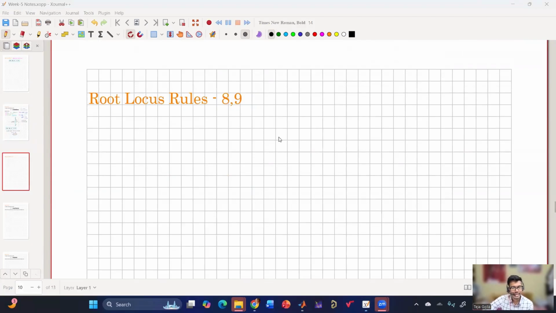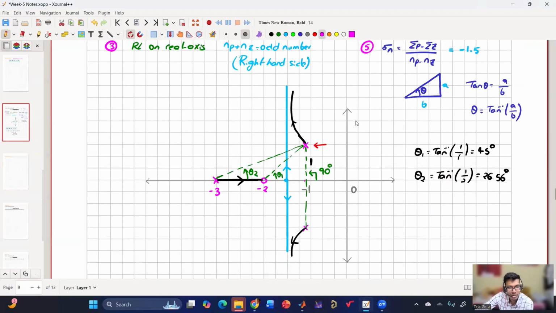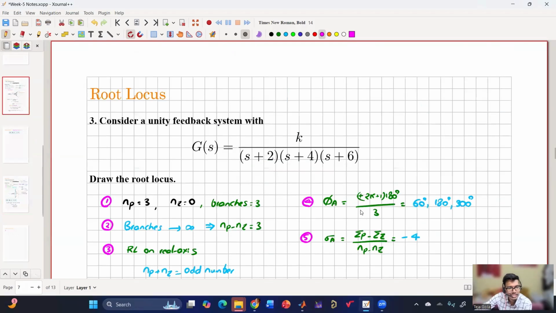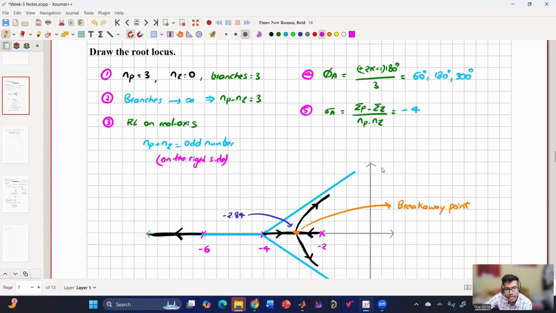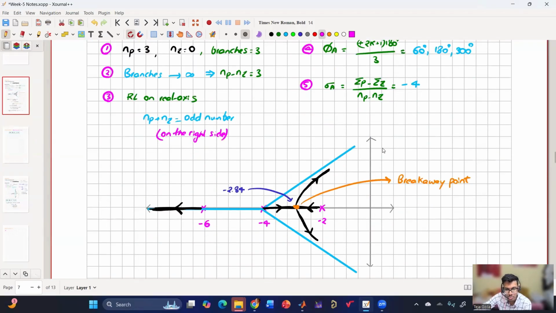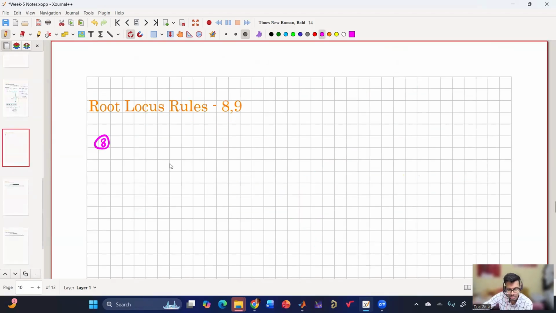Yes, okay. So 8 and 9 are also kind of together. Let me start with rule number 8, then I'll go to rule number 9. So first, rule number 8. If you see, in certain cases the root locus is not touching the imaginary axis. In certain cases, it is going to touch the imaginary axis, right? At some point, it will cross. So rule number 8 is about hitting the imaginary axis.